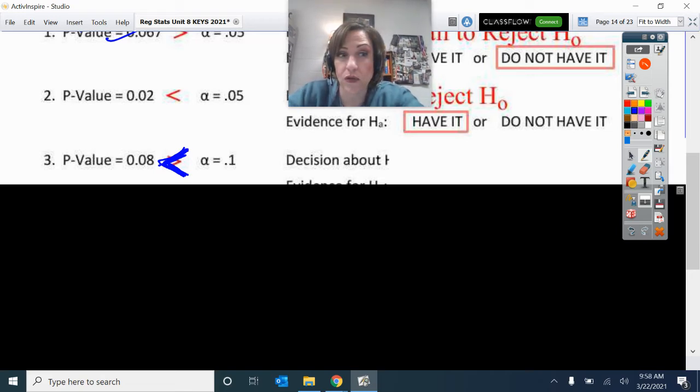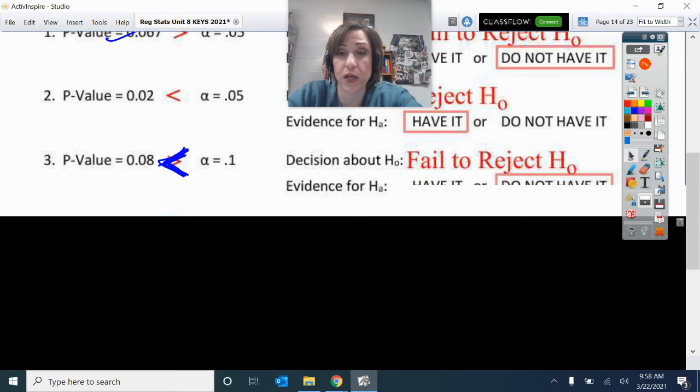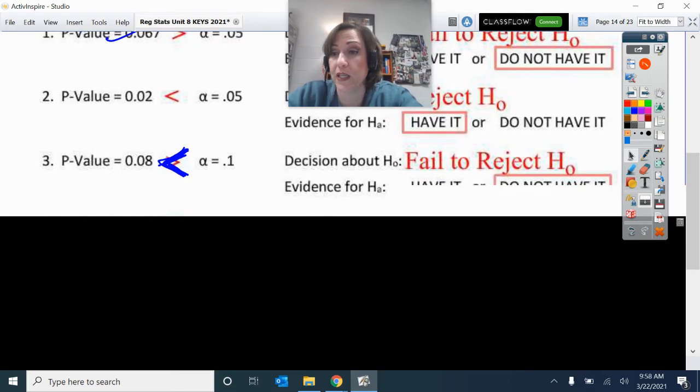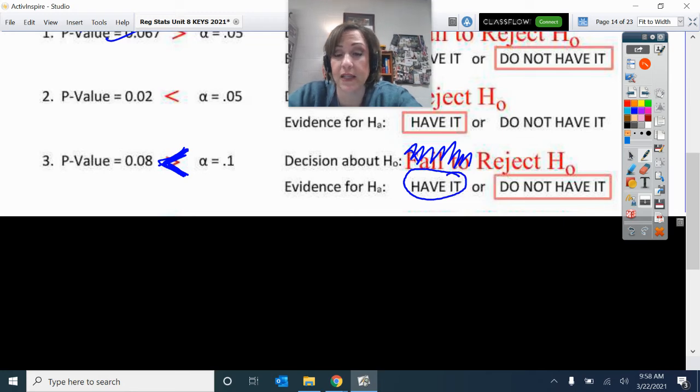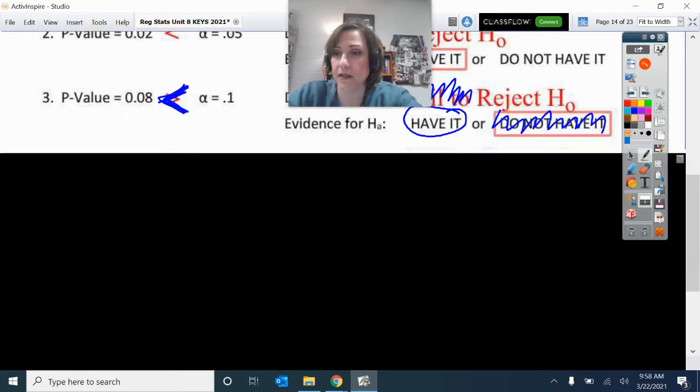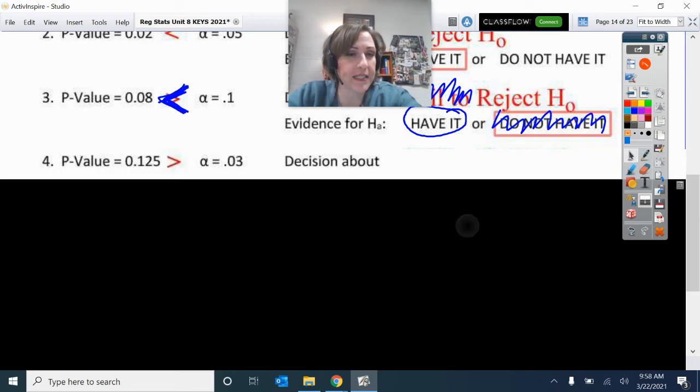All right, so my things are going to be wrong. P-value is lower than alpha. So if it's low, then the null has to go. So I am going to reject H0. And if I reject H0, then I do have evidence of HA. I'm rejecting H0 and concluding HA.